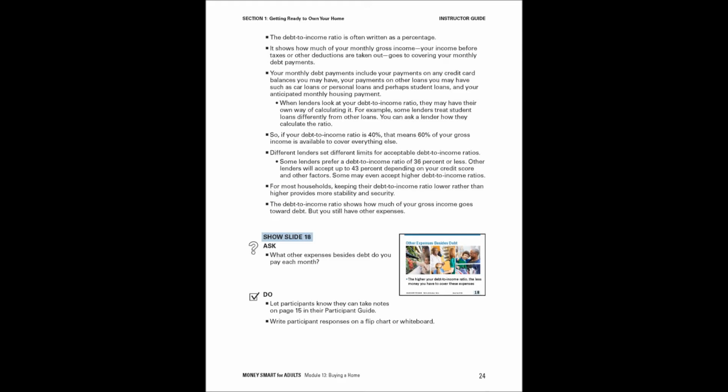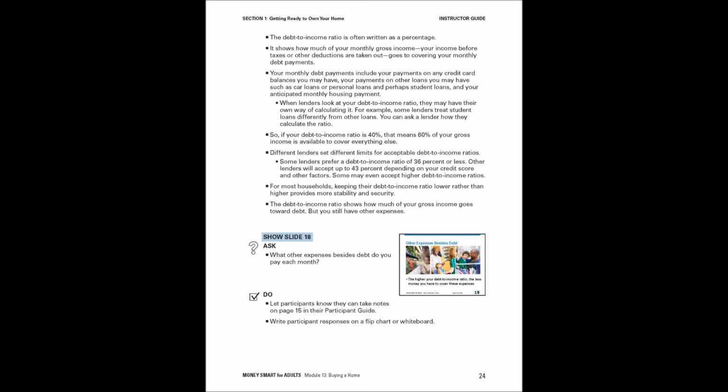So you want to explain that lenders have their own debt to income ratio guidelines depending upon the loan program that they're applying for. Some loan programs have a 36% maximum debt to income ratio. Others, it could be up to 43%. It just depends on the lender and the program. But what's important is that participants know how to calculate their particular debt to income ratio to help them make the decision around affordability.